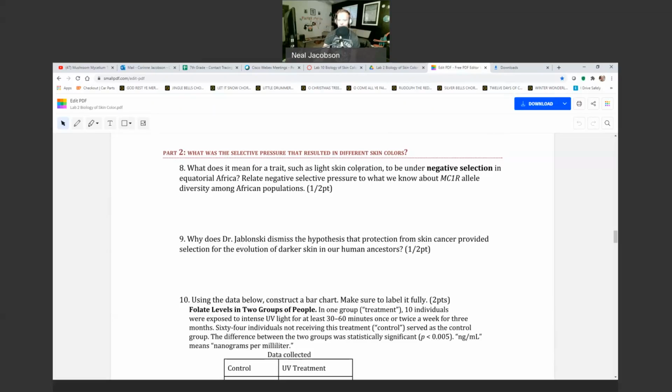Well, light skin coloration is going to have much more damage done to the cells and the DNA in the cells due to the high exposure to UV light. There's little protection for it. And so, because it's under negative selective pressure, the MC1R allele, which is the one that converts pheomelanin into eumelanin, is not going to be very diverse, meaning it's going to be fixed to be very dark in African populations. And so what we do see is a lack of variation in that particular gene in the African populations, because any other variation is going to create lighter skin color and be negatively selected against.